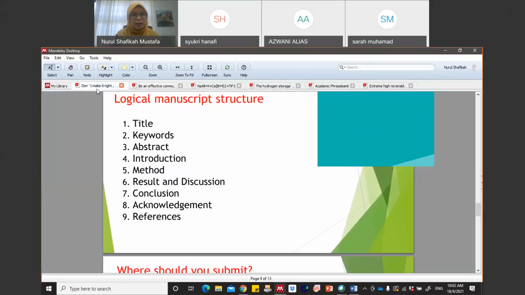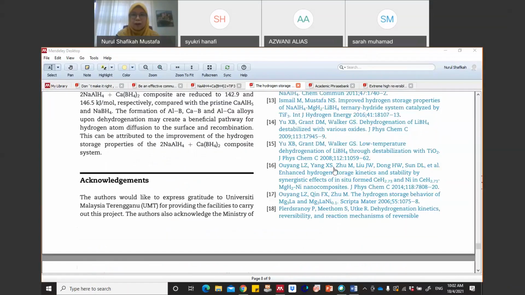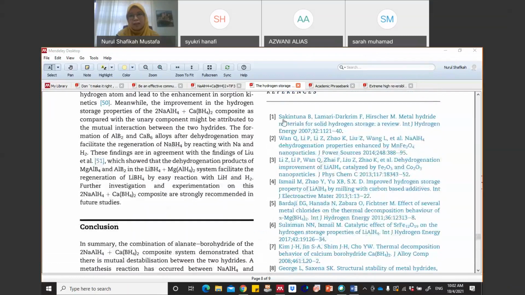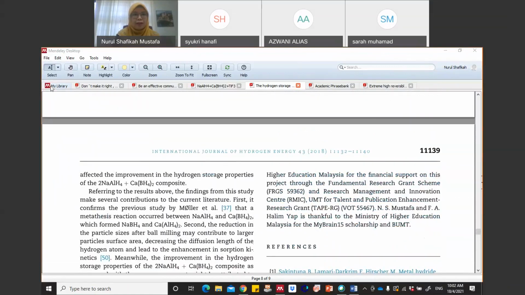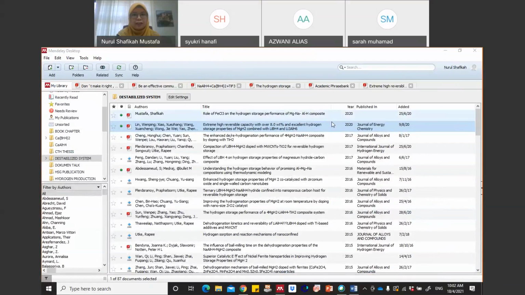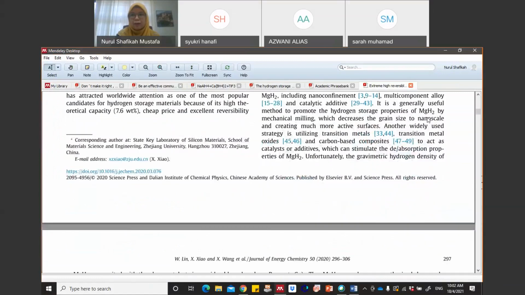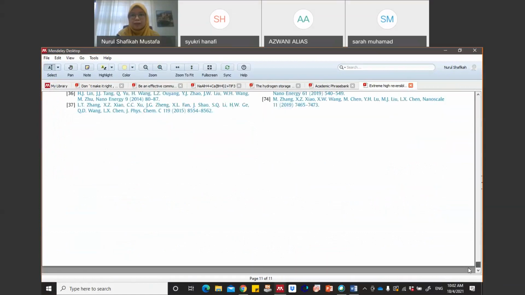The logical manuscript earlier. References. This is the one I said is important for you to learn about reference managers like Mendeley or EndNote, because every journal, for example this journal uses a style like this, maybe it wants numbering like this. But maybe another journal, for example let's take another journal from earlier, IJHE, for example this one, Journal of Energy Chemistry. Okay, look at the back, look at the last part.